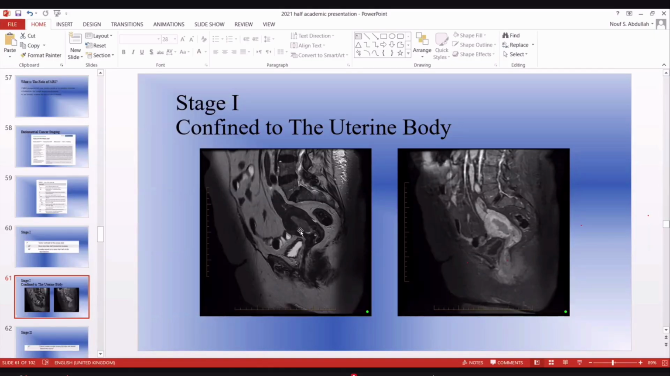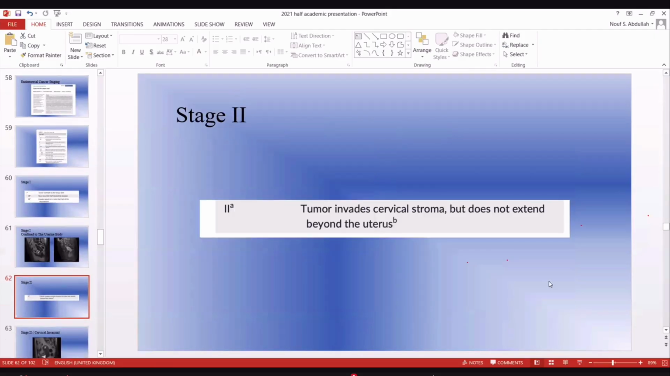My next step, I want to see, is this mass extending into outer or inner myometrium? In this case, actually, there is no invasion into the myometrium. It is very confined to the endometrial cavity. So in this case, I am dealing with stage 1A.